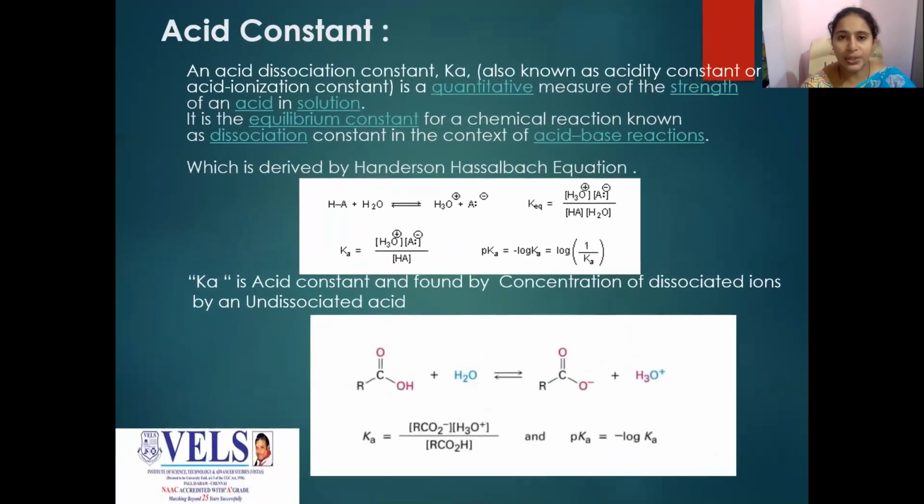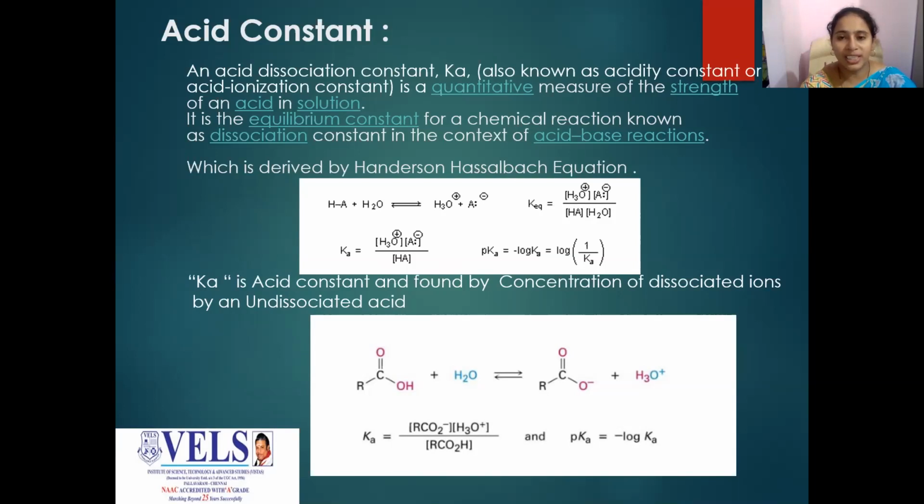Acid constant. An acid dissociation constant is also called Ka, and it is also known as acid ionization constant or acidity constant. It is a quantitative measure of the strength of an acid in a solution. It is an equilibrium constant for a chemical reaction, also known as dissociation constant in acid-base reactions. Acid constant can be derived by the Henderson-Hasselbalch equation. In a reaction, HA behaves as an acid when dissolved in water and forms dissociated ions, hydronium ion and carboxylate ion. When you write the K equilibrium, it is the concentrations on the right-hand side divided by the concentrations on the left-hand side.